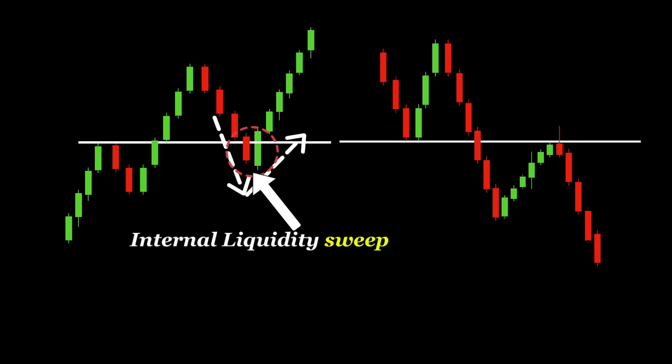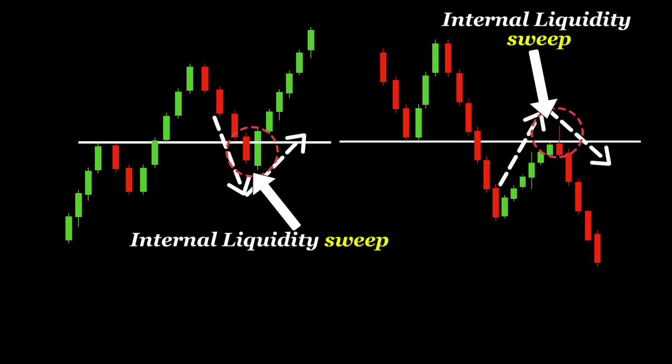In a downtrend, price may break above a support level that has turned into resistance after a breakdown, creating the impression of a bullish reversal. However, the market quickly closes back below the level, creating an internal liquidity sweep before continuing lower. The key difference is that internal liquidity is a continuation signal, while external liquidity is a reversal signal.